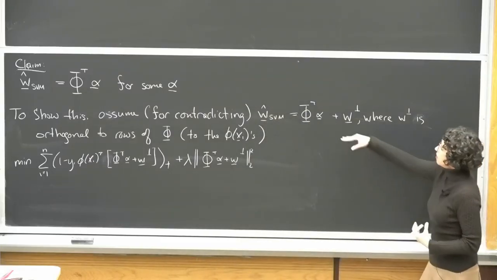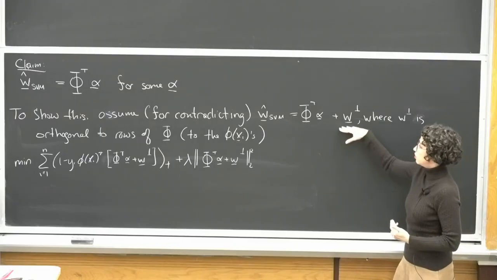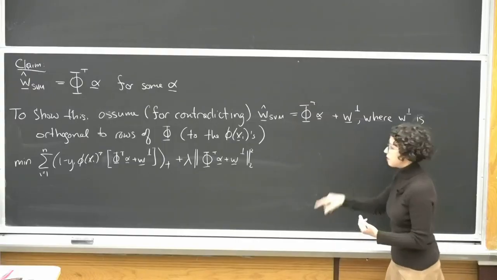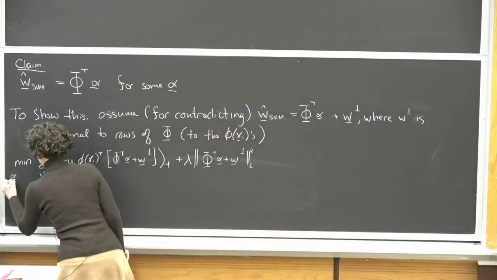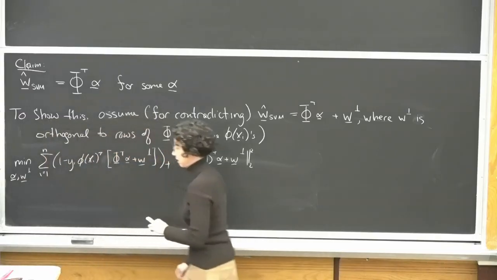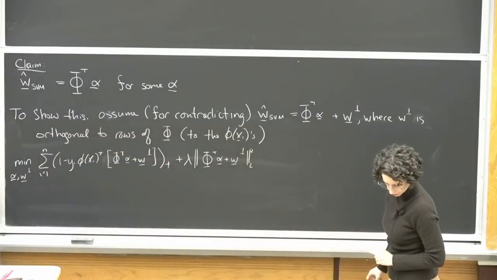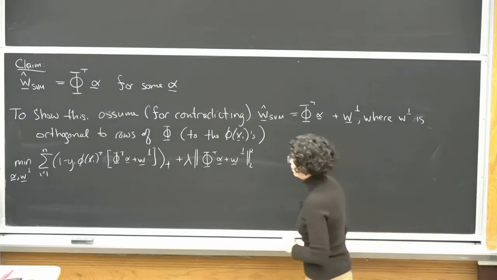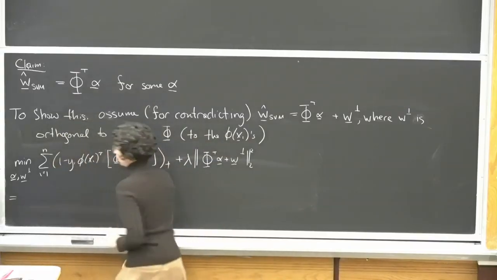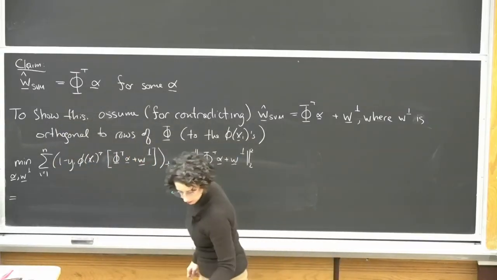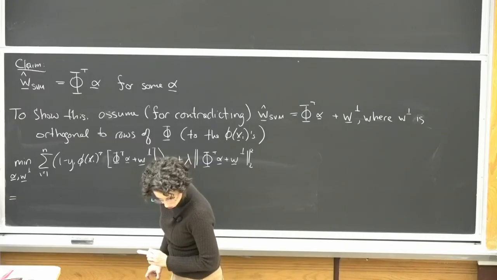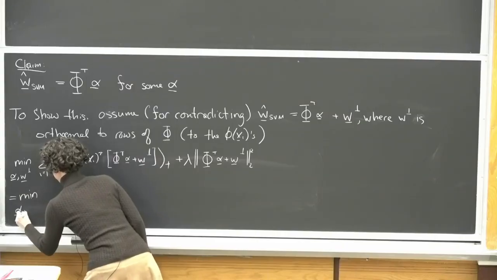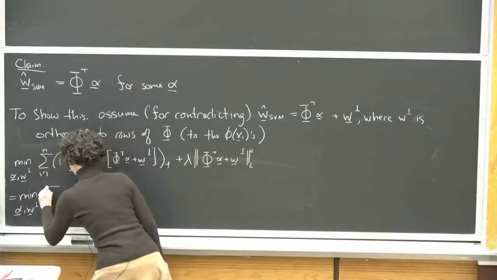And so if I know that my support vector machine has this form, then finding the best weight vector is the same as finding the best alpha and finding the best w perp. So now I'm minimizing over alpha and w perp, like that. Okay, and now I'm just going to unpack this a little bit to make it easier for us to work with. And in particular, I'm going to write this: minimum over alpha and w perp.